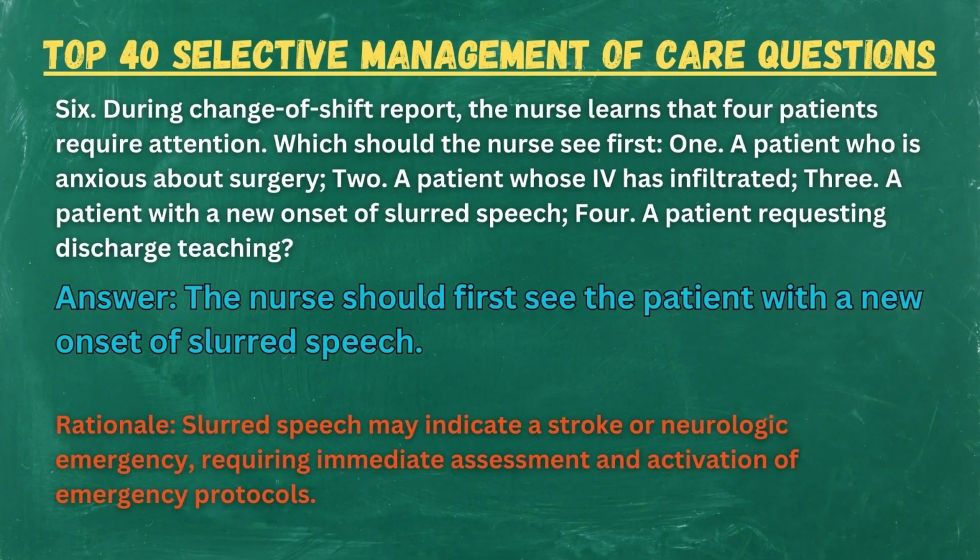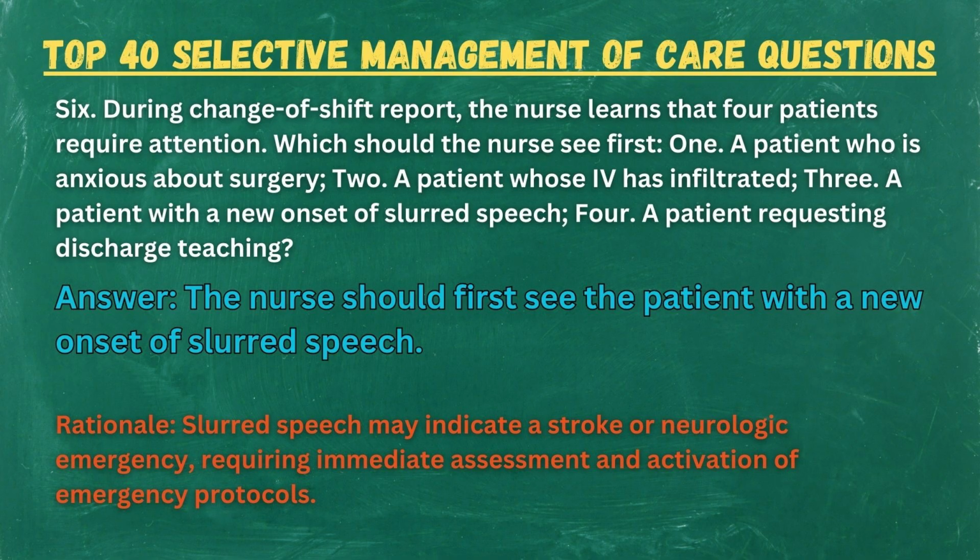6. During change of shift report, the nurse learns that 4 patients require attention. Which should the nurse see first? 1. A patient who is anxious about surgery. 2. A patient whose IV has infiltrated. 3. A patient with a new onset of slurred speech. 4. A patient requesting discharge teaching?